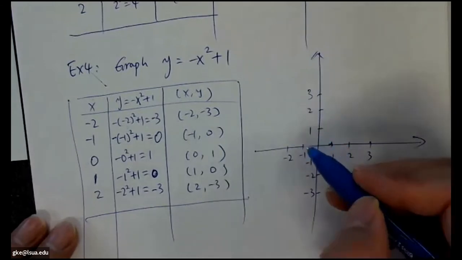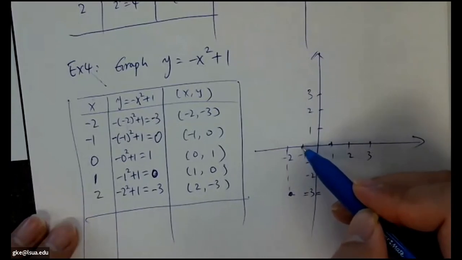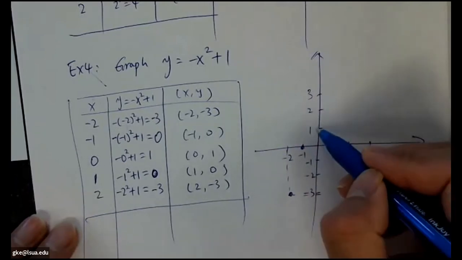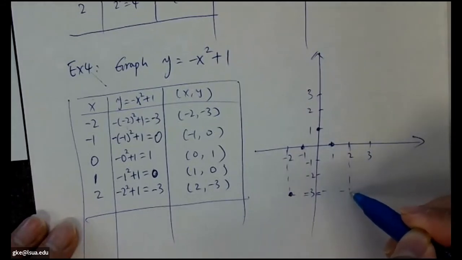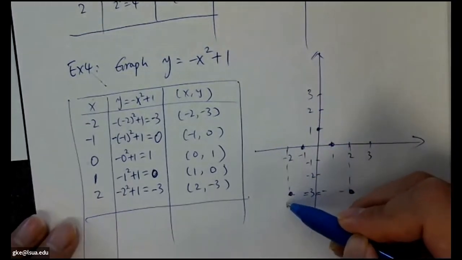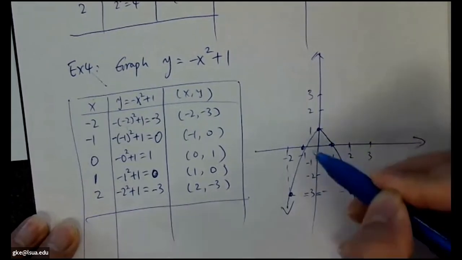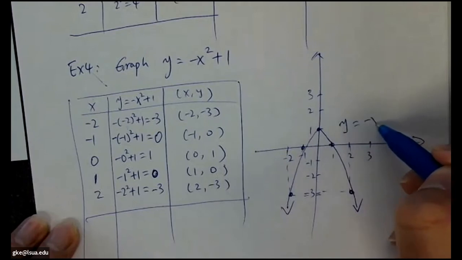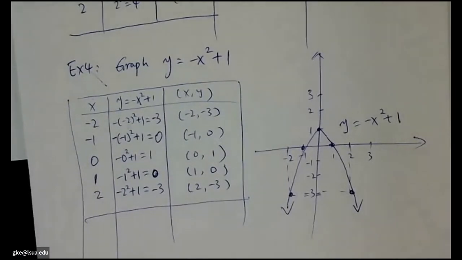So the first point is (-2, -3). Second point is (-1, 0). Third point is (0, 1), (1, 0), (2, -3). Okay, then we connect all the 5 points. That's it. That's the curve for y equals -x squared plus 1. Okay, that's the strategy. That's the strategy.